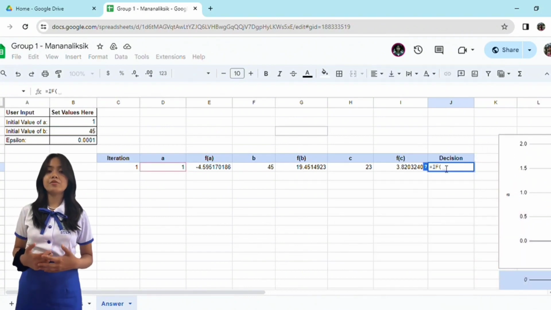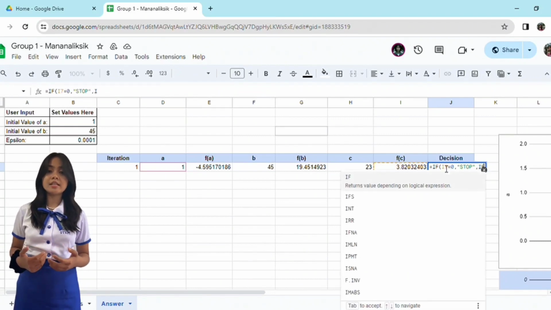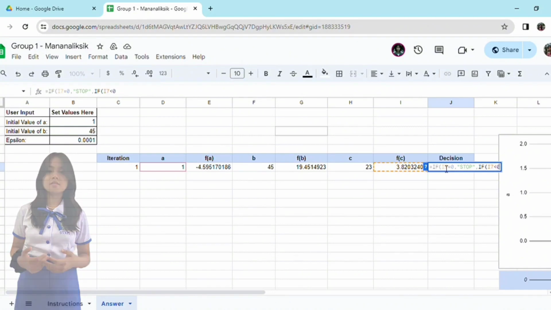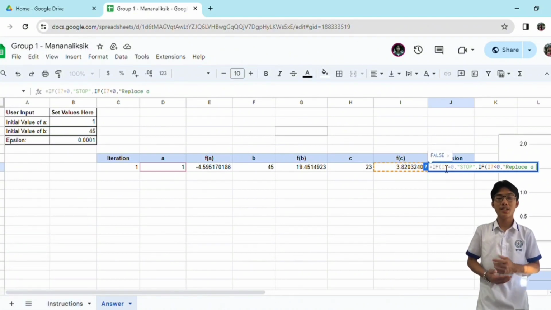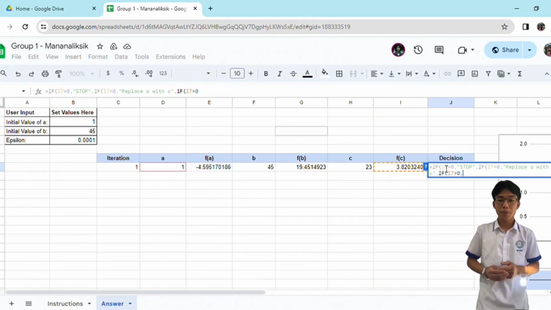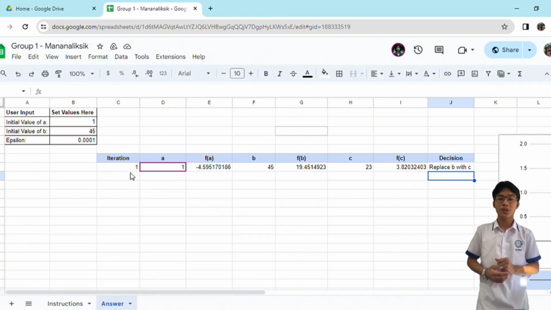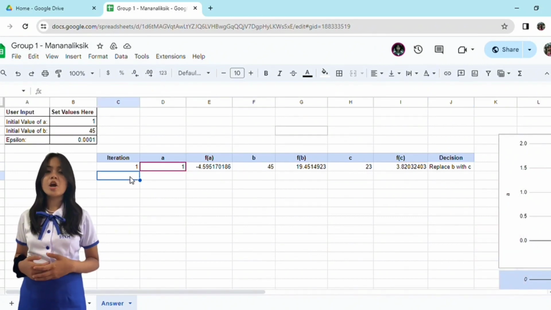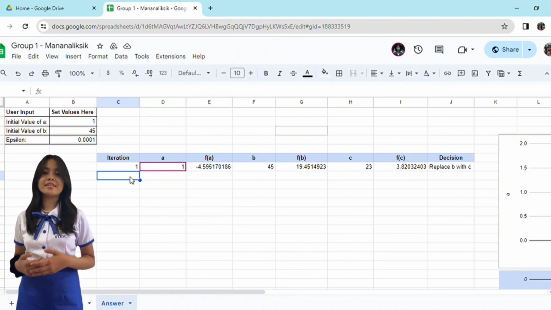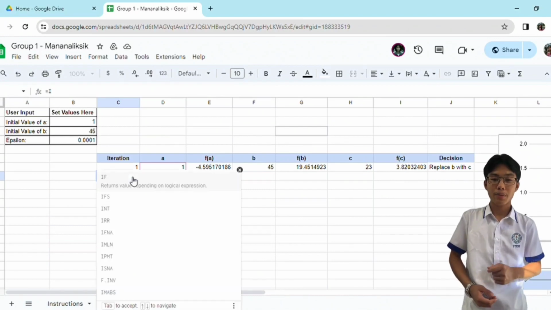In determining the decision for the first row, a specific condition is established. If the value of f of c is equal to 0, the process stops. However, if f of c is less than 0, the value of a is replaced with c. Conversely, if f of c is greater than 0, the value of b is replaced with c. This structured approach guides the iterative refinement process based on comparing the function evaluations at the midpoint, ensuring progression towards a solution. Thus, in the first decision, we replace b with c because f of c, which is 3.82 something, is greater than 0.